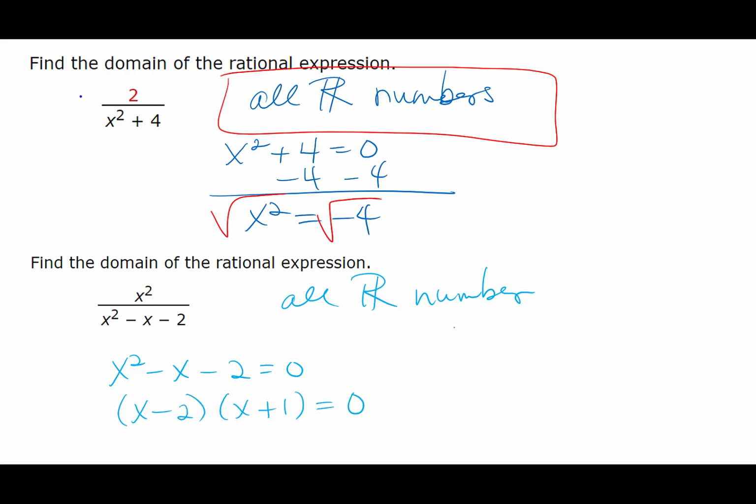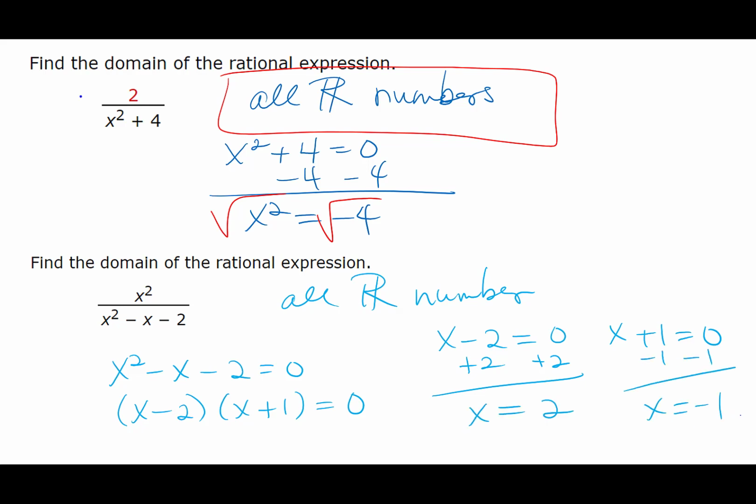Now if we set those individual factors equal to 0, that's the zero factor property. If you add 2 to both sides, x is 2 and x is negative 1. What that means is when x is a positive 2 or a negative 1, the entire denominator would have a value of 0. And so your answer would start off with all real numbers. Then we would write a statement: x cannot equal 2 and x cannot equal negative 1.